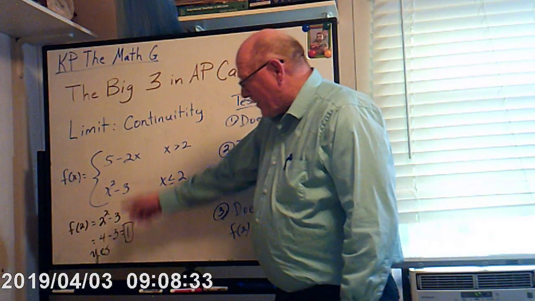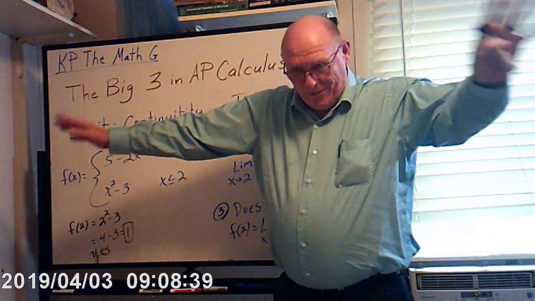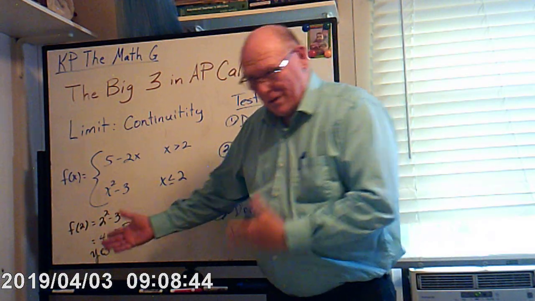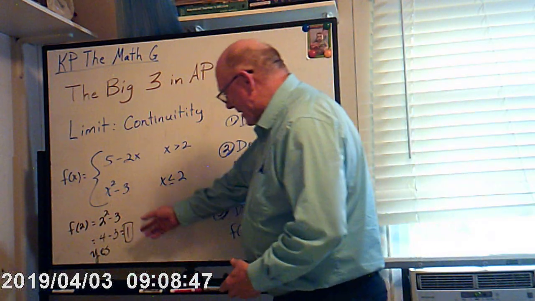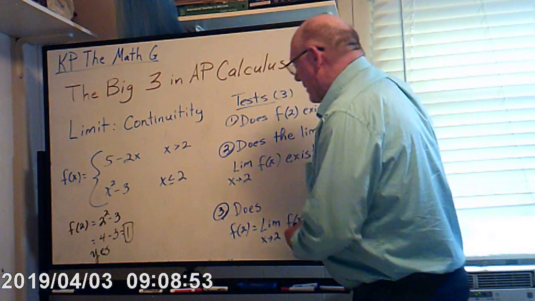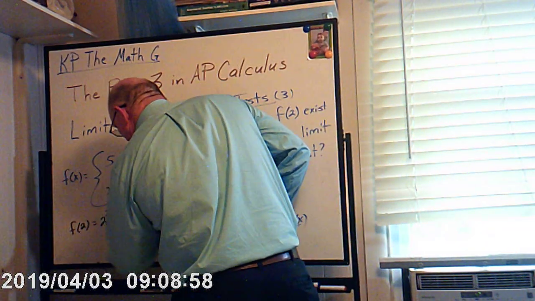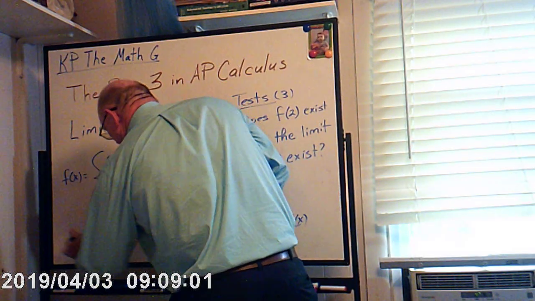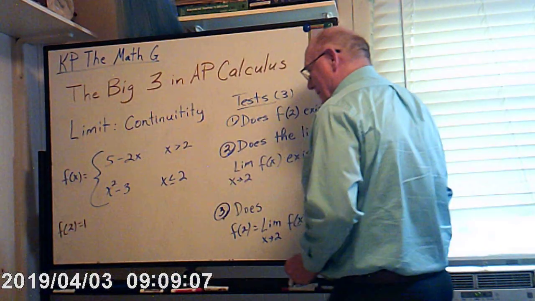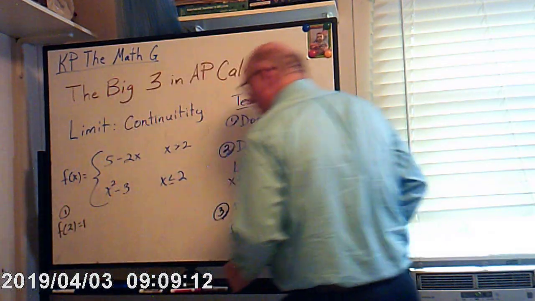Okay, if it does not exist, we're done. No continuity. If number 1 fails, stop. You don't have to do 2 and 3 because number 1 failed. But since 1 passed, we got to go to number 2 now. So let's put this off to the side: f at 2 equals 1. Yes, that is part number 1. So f at 2 does exist.